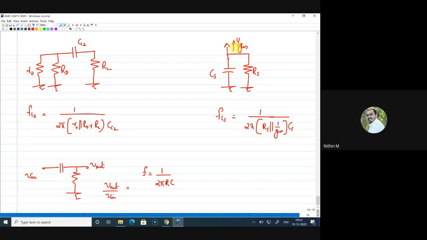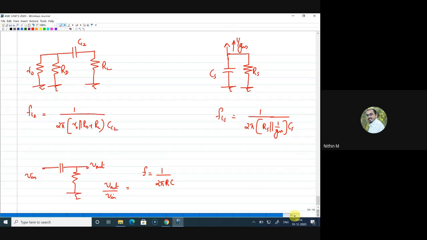Yeah. So what I told is when you write the resistance, it is the sum of the resistance connected across the capacitor. But now if you look at this capacitor, there is nothing connected on the other side. This side there are two resistances. One is RS and another one is 1 by GM. So I wrote it as 1 by GM parallel to RS. Okay, got it. Thank you, sir.